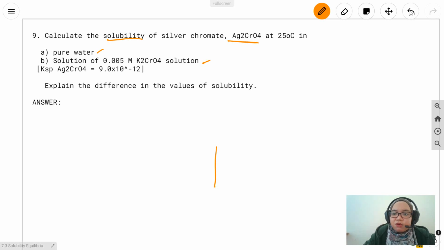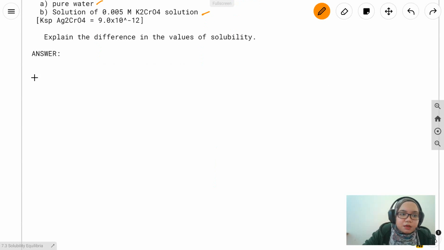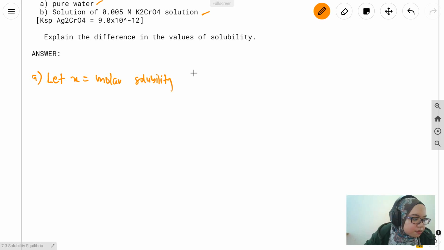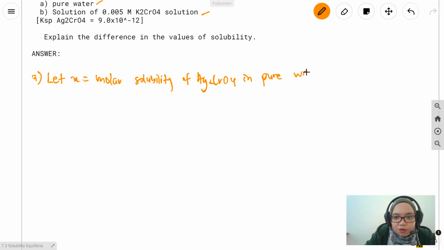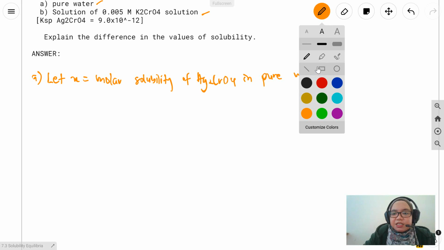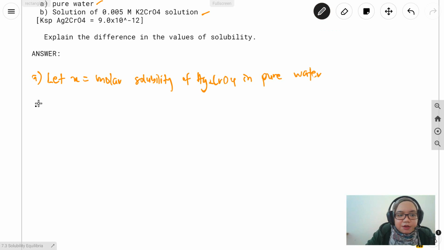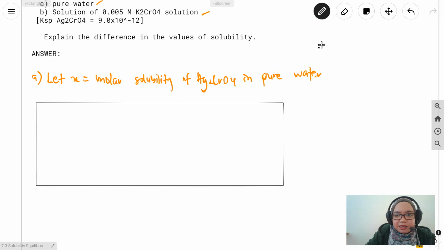Okay, so kita buat soalan A dulu. Dia nak kita cari pure water kan? So, kita kena let X equals to molar solubility of Ag2CrO4 in pure water. Okay, so bila dah dapat macam tu, kita boleh terus buat ICE table. So, kita buat ICE table kat sini.